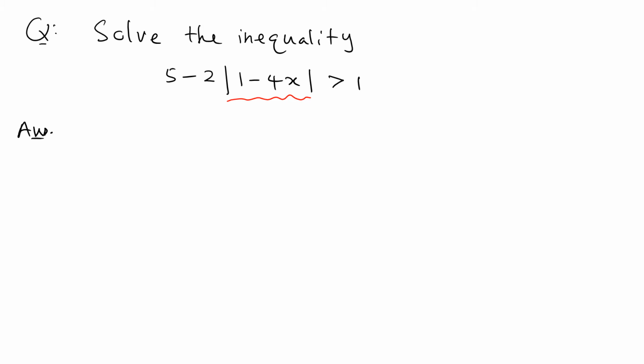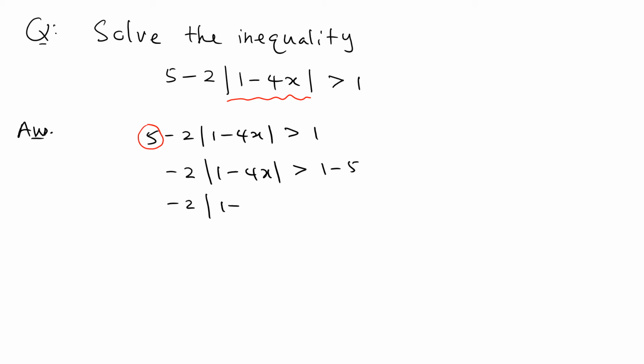That means we have 5 minus 2 times the absolute value of 1 minus 4x greater than 1. The first thing we need to do is take 5 out from the left side, so we subtract 5 from both sides. When you do that, you get negative 2 times the absolute value of 1 minus 4x greater than 1 minus 5. So what you have is negative 2 times the absolute value of 1 minus 4x greater than negative 4.